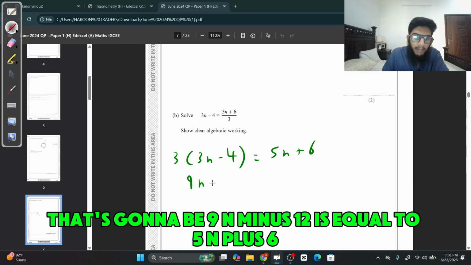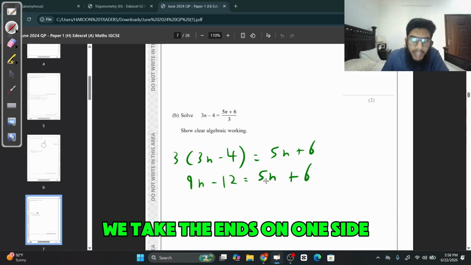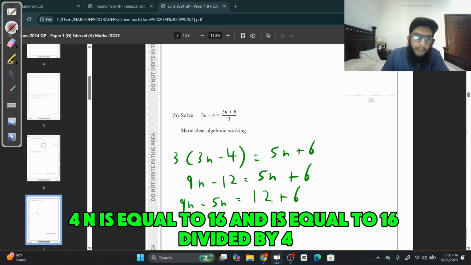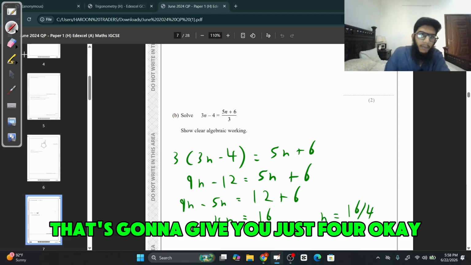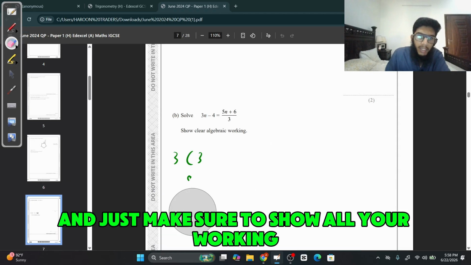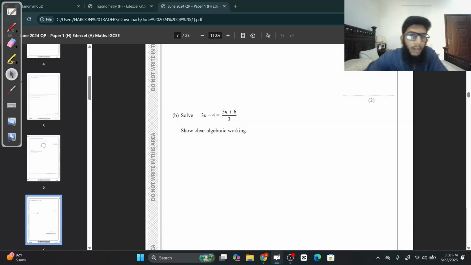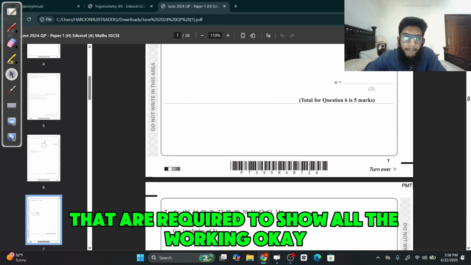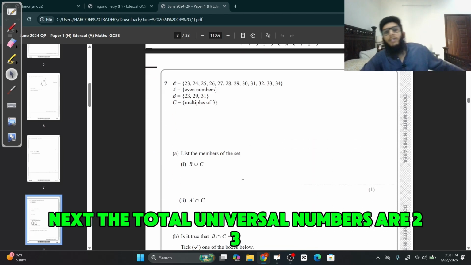That's going to be 9n minus 12 is equal to 5n plus 6. We take the n's on one side, so 9n minus 5n is equal to 12 plus 6. 4n is equal to 16, and n is equal to 16 divided by 4. That's going to give you just 4. Okay, and just make sure to show all your working for questions like this that are required to show all the working.